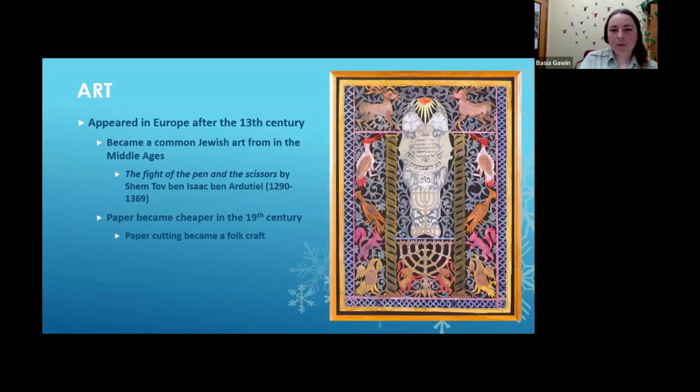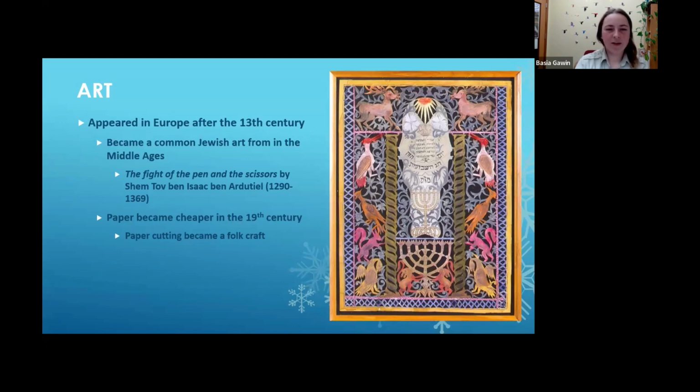This paper cutting art spread even farther, and it appeared in Europe after the 13th century. It was mostly introduced through Jewish culture, and it became a common Jewish art in the Middle Ages. It was connected with a lot of customs and ceremonies, especially associated with holidays, family life. And so these paper cuttings a lot of times decorated marriage contracts. They had different colors to them.